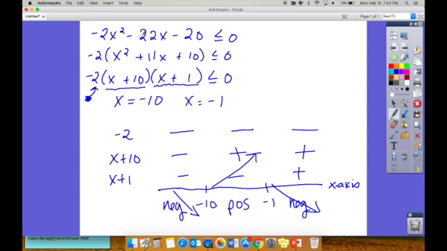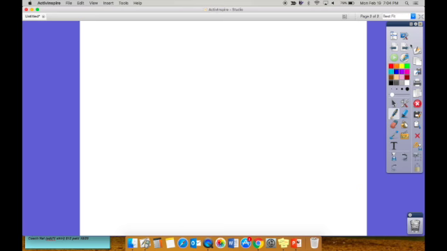Okay, so to answer the question: the question said negative 2x squared minus 22x minus 20 is less than or equal to 0, and we're looking for a solution set, which I would prefer in interval notation. So I'm going to write that as negative infinity up until negative 10. It includes negative 10 because it is less than or equal to 0. And this picks up with negative 1 to positive infinity. Good? All right, let's look at our next problem. Let me flip my page right here.